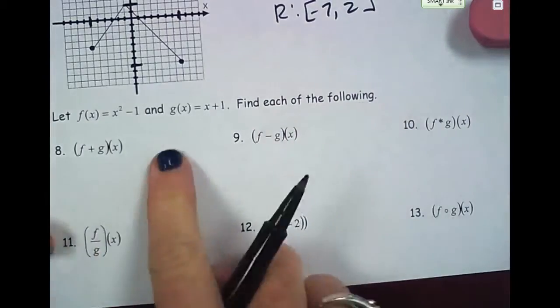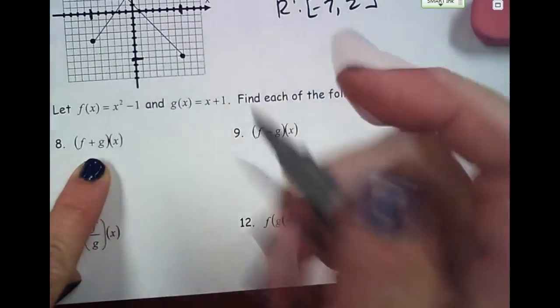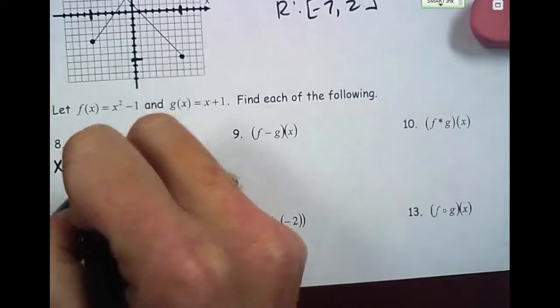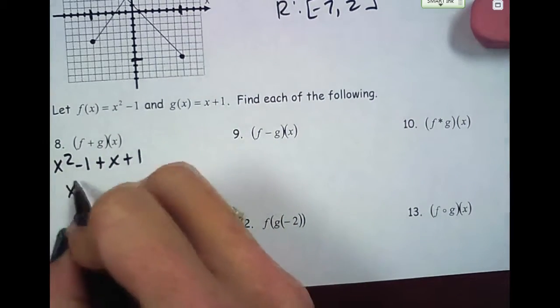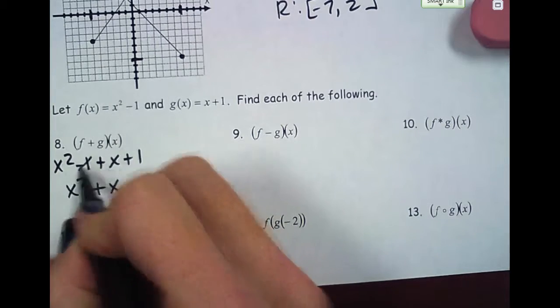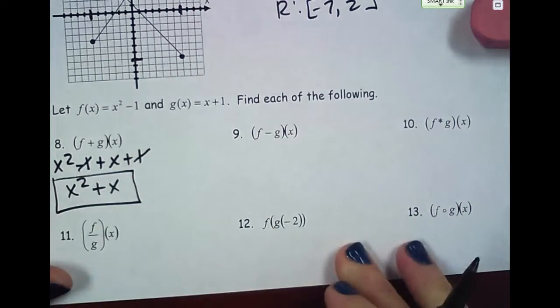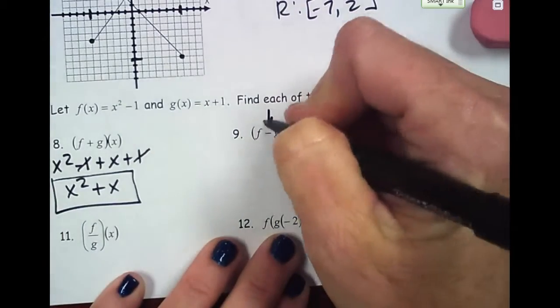Okay, the next one asks you to find each of the following. This is a plus, so you're going to add the 2 functions. So x squared minus 1 plus x plus 1. Put like terms together, so x squared plus x, and the 1's cancel. So there's your answer.